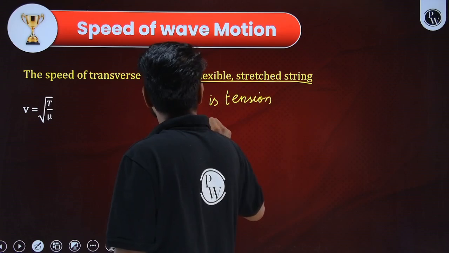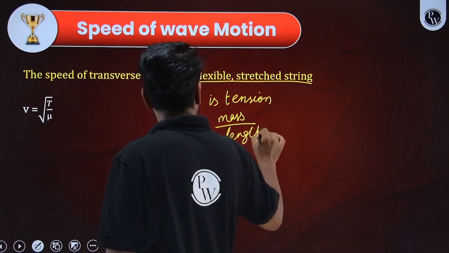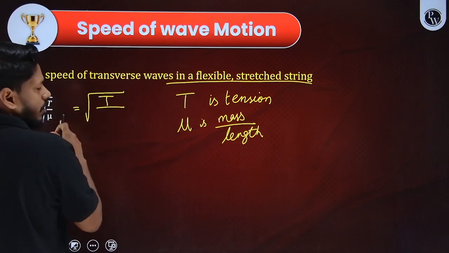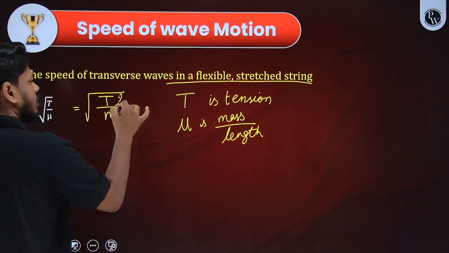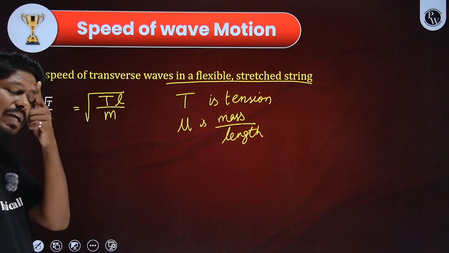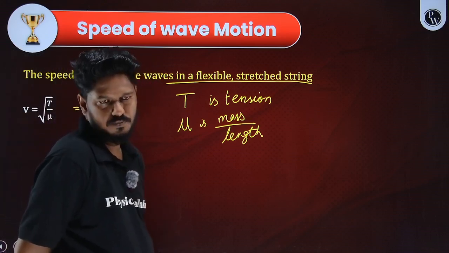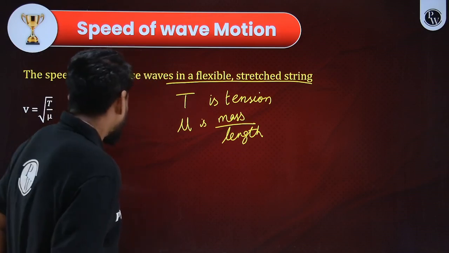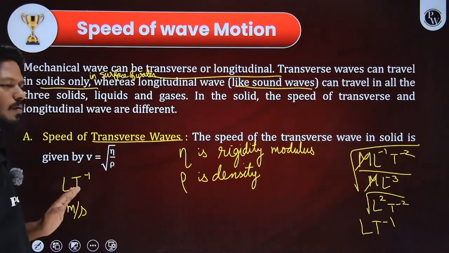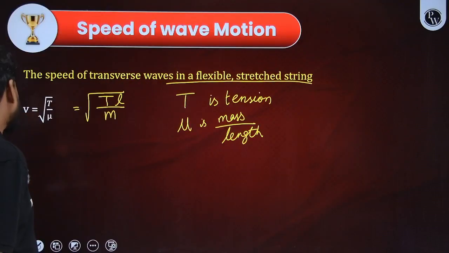And mu is mass per unit length. Mass upon length, or mass per unit length. I can very well write this formula as tension divided by mu, where mu can be written as mass per length. So this is also the correct formula. So in the question, whatever is given, use that to calculate. If they give you the tension and mu, then use that to find the answer. Eta, the rigidity modulus, is applicable only in solids.